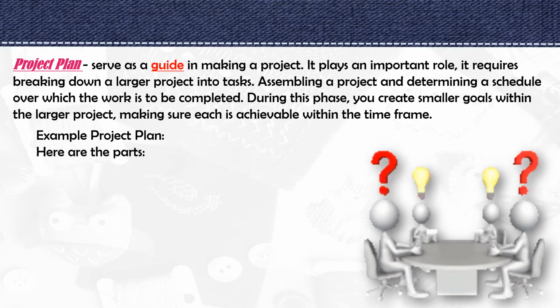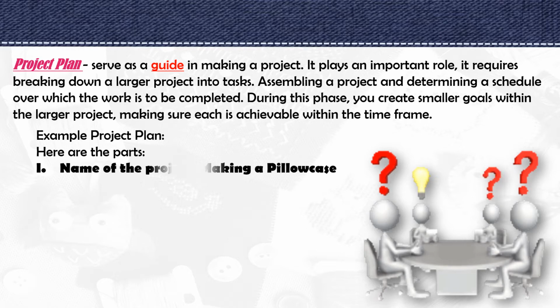So here are the parts of a project plan. The first one is the name of the project. When we say name of the project, this is an overview or the title itself of what the project is all about. For example, making a pillowcase. So making a pillowcase is the title or the name of your project.